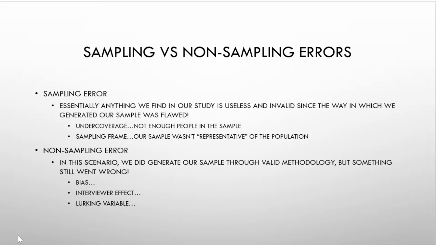For our other way things can go wrong, non-sampling errors: in this scenario, we did generate our sample through valid methodology, meaning I picked a good sampling technique, it's representative, and all of what I've written down is good. But something still went wrong. Non-sampling errors are a little more nitpicky, I guess you could say. It involves a lot more thinking. The three most common are bias, the interviewer effect, or what's known as a lurking or confounding variable. Bias is the first one.